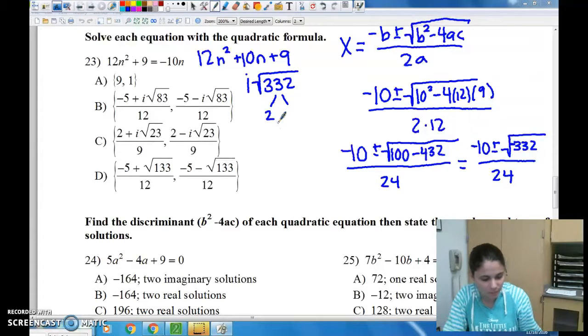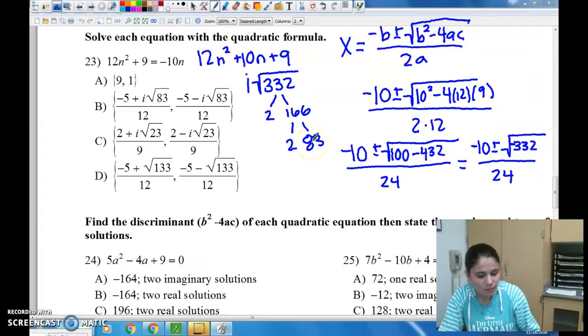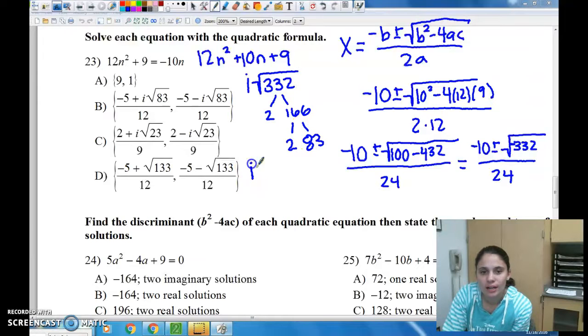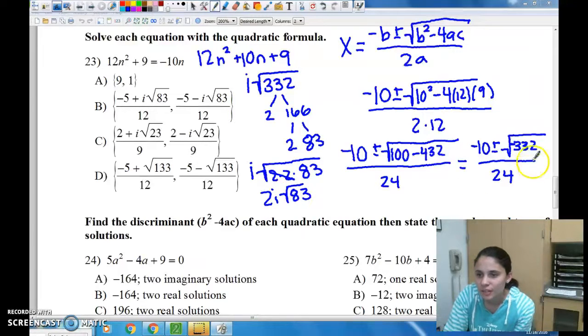If I do 332 divided by 2, that's 166. And then 166 breaks down into 2 and 83. And 83, if I try that a few times, 83 divided by 2 doesn't work. 83 by 3 doesn't work. And if you keep trying, you'll notice that 83 is actually a prime number, even though it's big. So now I have i and the square root of 2 times 83. And I can pull out a 2, so I have 2i times the square root of 83. So that's what this simplifies to.